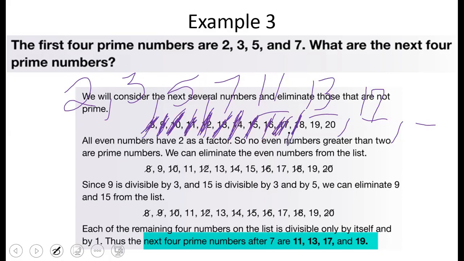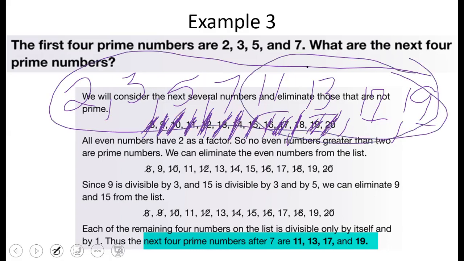So that doesn't work. 19, let's see here. What will go into 19 besides 19 and 1? Only 19. So 19 is our next prime number. And then 20, of course, is composite because 5 and 4 and 10 and 2 will go into 20. So there's your answer right there. These last 4 will be these ones here: the 11, the 13, 17, 19.